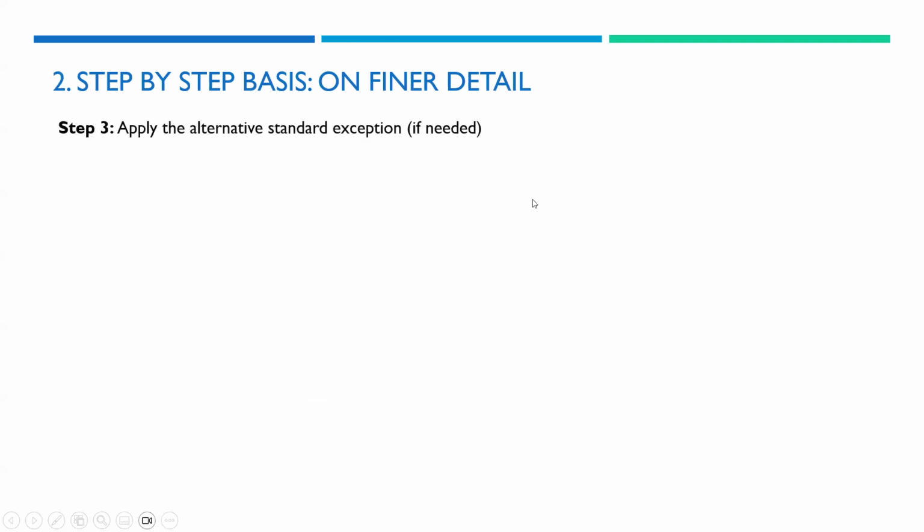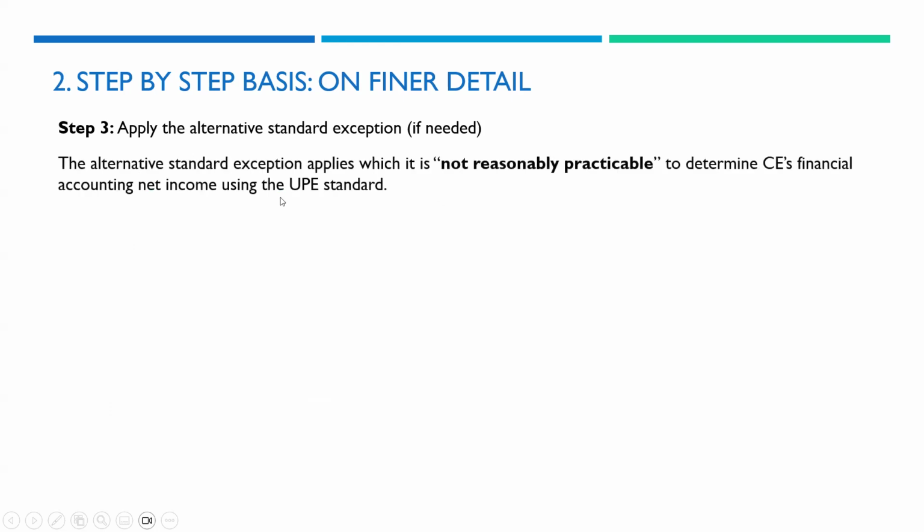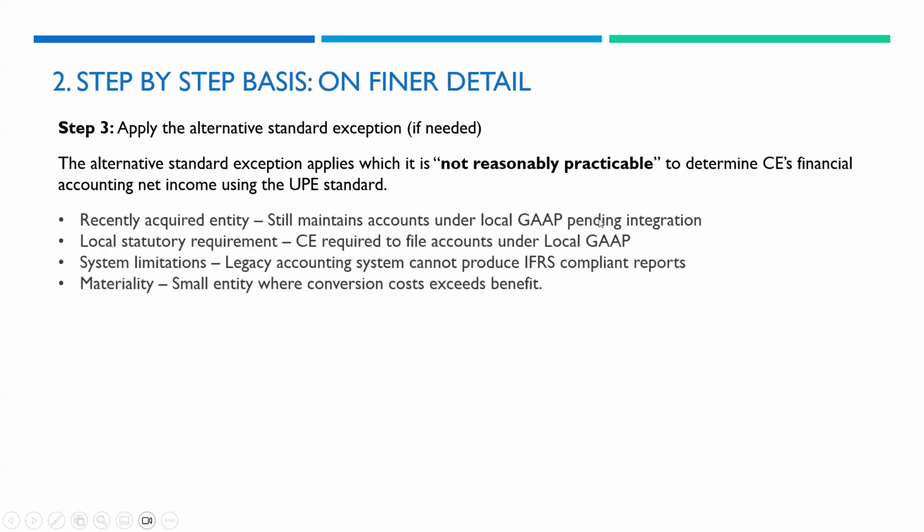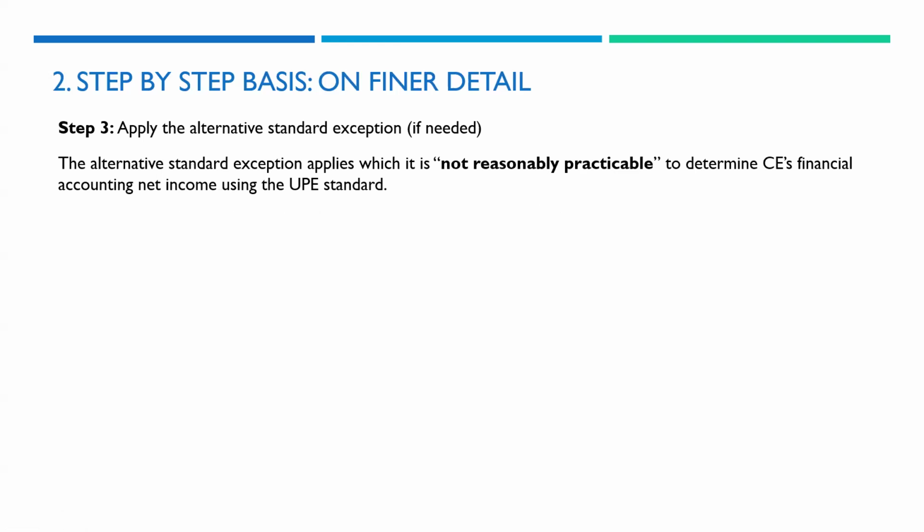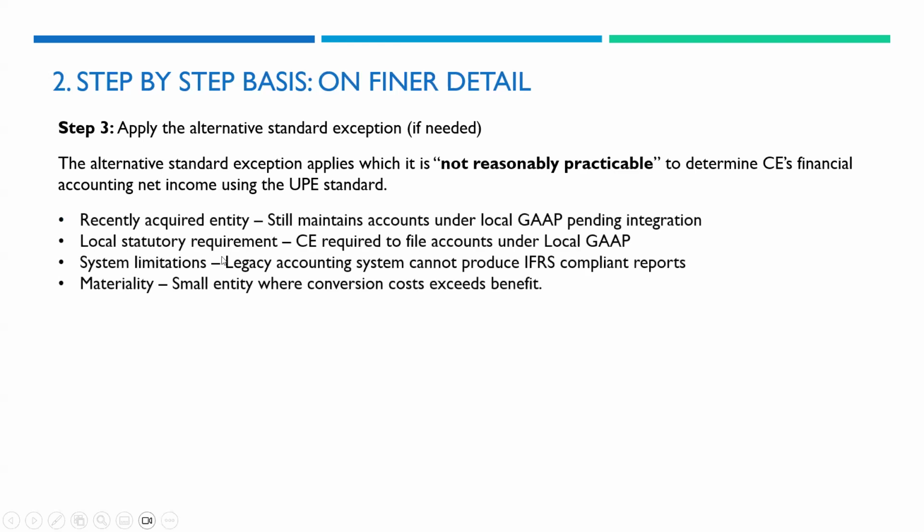Now apply the alternative standard exception. What does it mean? I told you, if it is not reasonably practicable to use the UPE's accounting standard, or to recalculate my consolidation profit using the UPE standard, then we can use either an authorized financial statement or an acceptable financial statement. Now, why would it not be reasonably practicable?